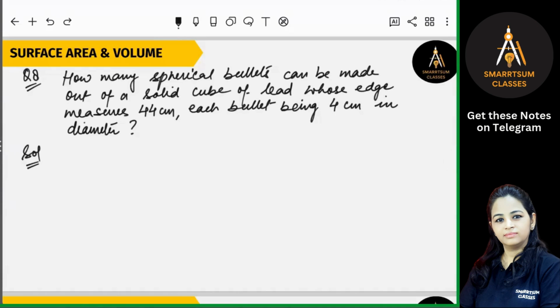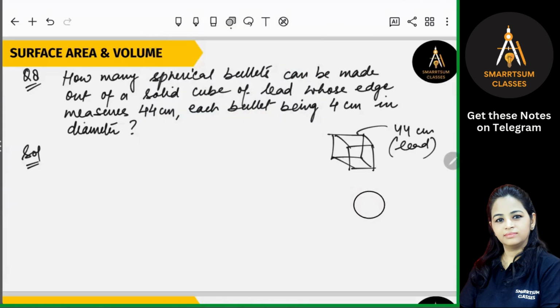As we know, a cube has all edges equal. So there is a solid cube of lead, and its edge is 44 centimeter. Bullets have been made from this cube. After melting, we are making spherical bullets, and each bullet is 4 centimeter in diameter.